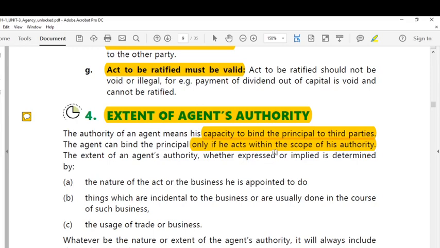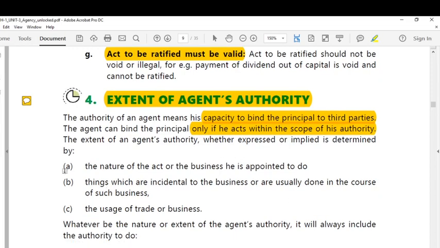The extent of an agent's authority, whether express or implied, is determined by the following. One is the nature of the act or the business he is appointed to do. The second is things which are incidental to the business or usually done in the course of such business. The third is the usage of trade or business.